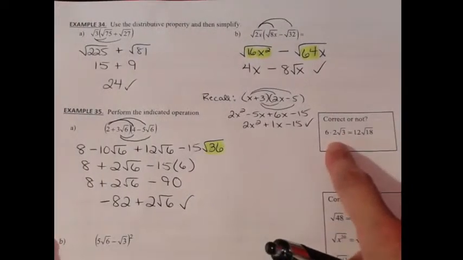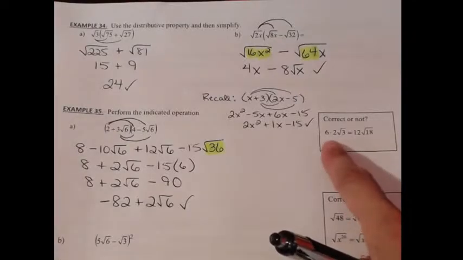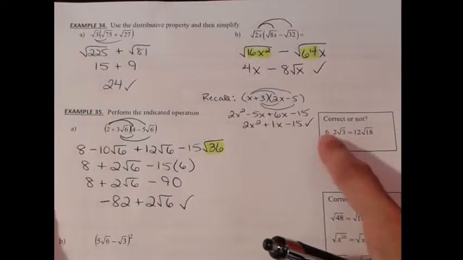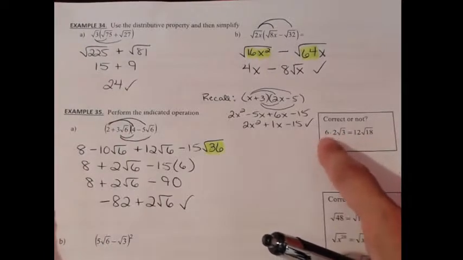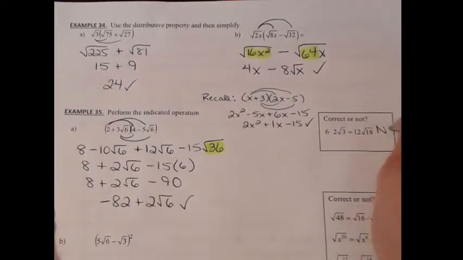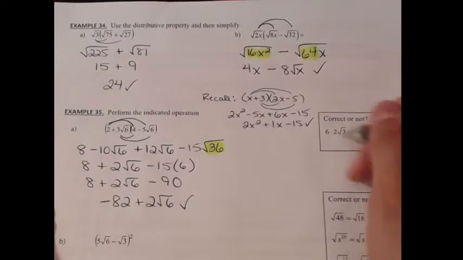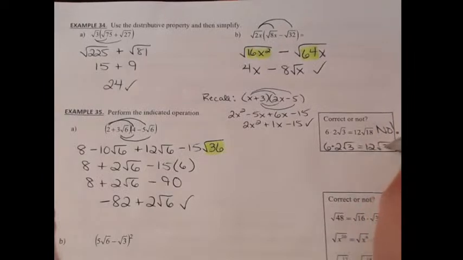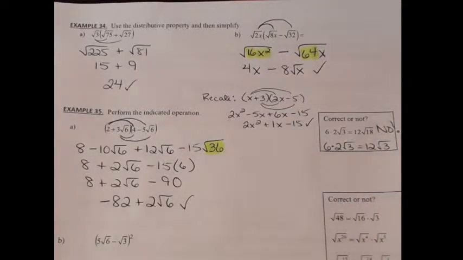In this box on the side, I ask you whether or not this is correct. So is 6 times 2 square roots of 3 the same as 12 square roots of 18? No. Absolutely not. You multiply your coefficients. You do not take the 6 and then multiply what's underneath the radical. It doesn't work that way, but you already know that. So this is a big no, never. 6 times 2 square roots of 3 is simply 12 square roots of 3. You're only going to multiply the coefficients together. Cool.